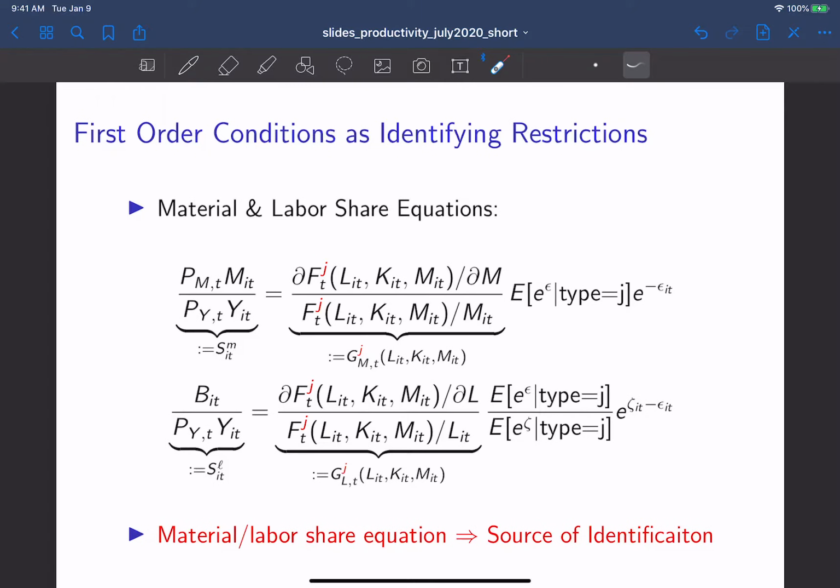That's a good question. Let me think. Material share: implicitly you can think that here material share is written as common, but you can add an i subscript. It doesn't change the identification of at least the share equation, I don't think. So you can allow that.